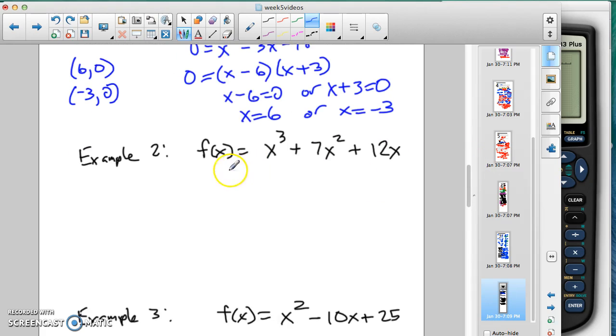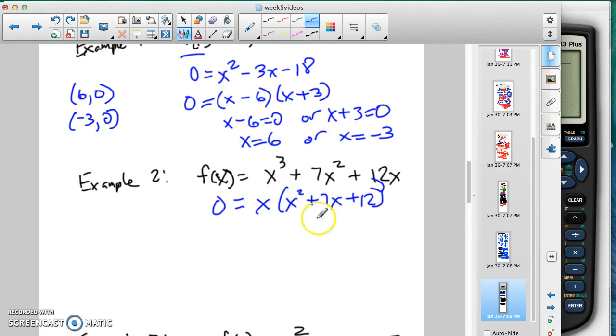So we have x to the 3rd here. So in this example we're still going to set it equal to 0. And we're going to factor this one as well. So this one also factors. We can take out an x because there's an x in each of these. We have x times x squared plus 7x plus 12. This factors again. X plus 3, x plus 4 to add up to 7.